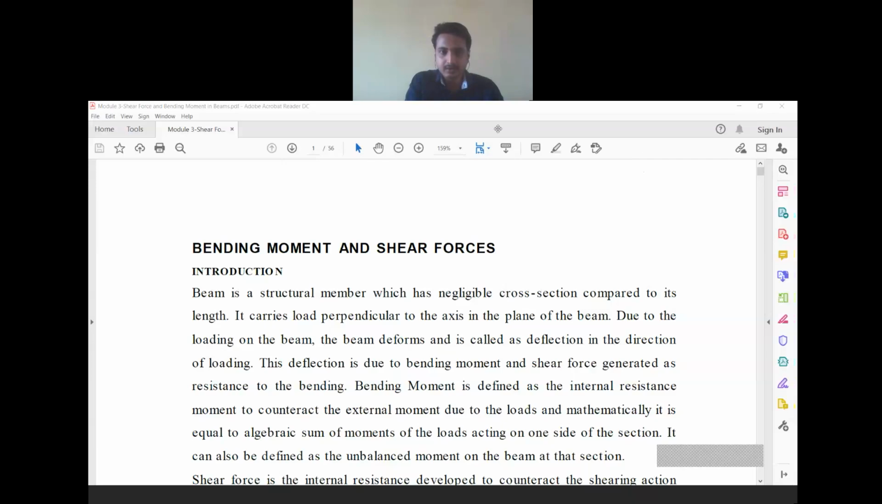Here one thing you need to understand first. These shear force and bending moment diagrams are drawn only for beams. The other thing you need to understand here is that we have a beam. There we have some support, and we will be having some loading on this.